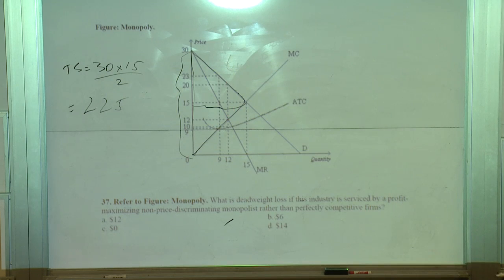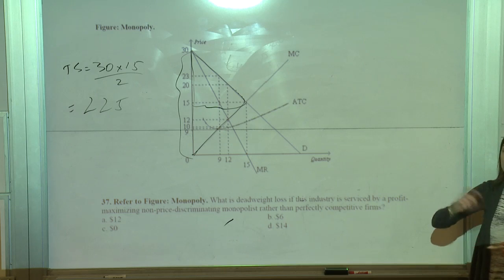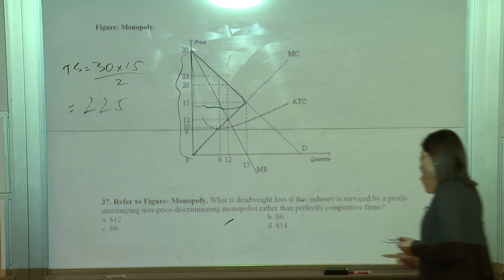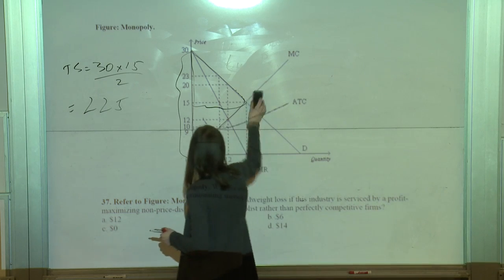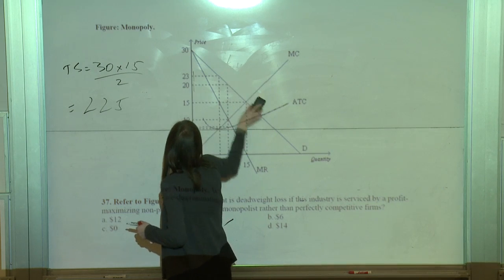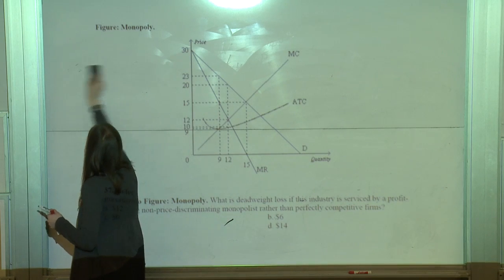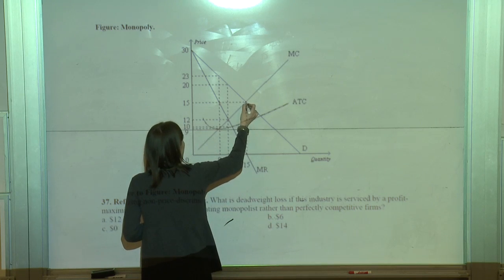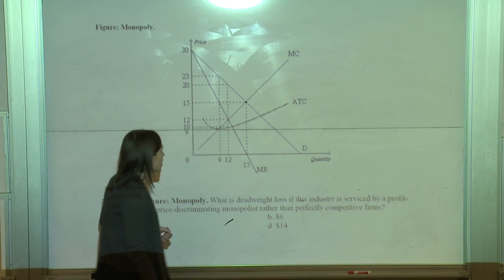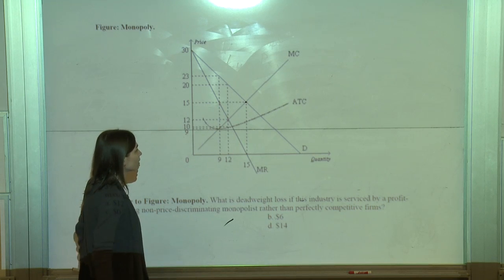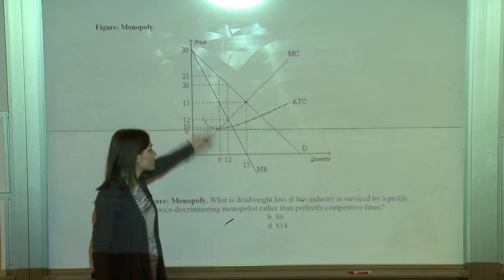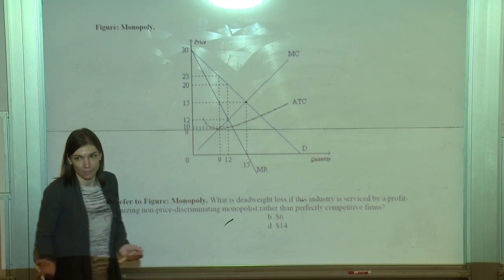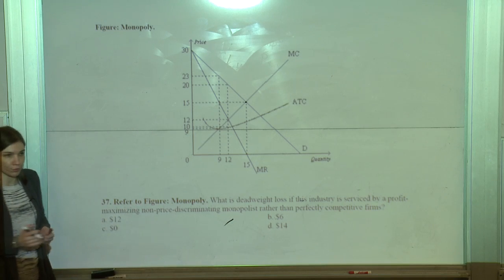What is deadweight loss if the industry is served by the profit maximizing non-price discriminating monopolist rather than a perfectly competitive firm? All right, so we know the perfectly competitive outcome would be at that point where the marginal cost and the demand curve intersect, we have 15 price and 15 quantity produced. That's perfect competition, socially optimal.